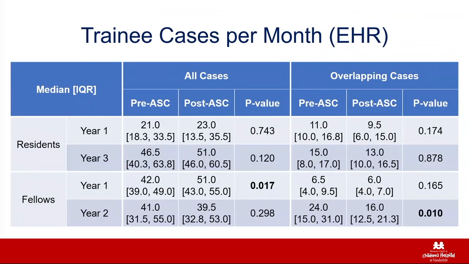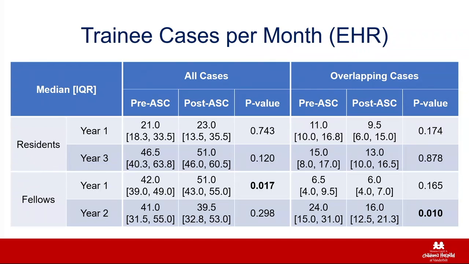This is the electronic health record data that we looked at. We looked at residents in PGY years 1 and 3, which are the 2 years that our residents rotate on the pediatric surgery rotation. And we looked at first and second year fellows. On the left, you see the total case numbers, and on the right are the overlapping case subset numbers that we talked about. Really the take home point here is that there were no meaningful decreases in case volume based on the electronic health record data set, really at any level that we examined.